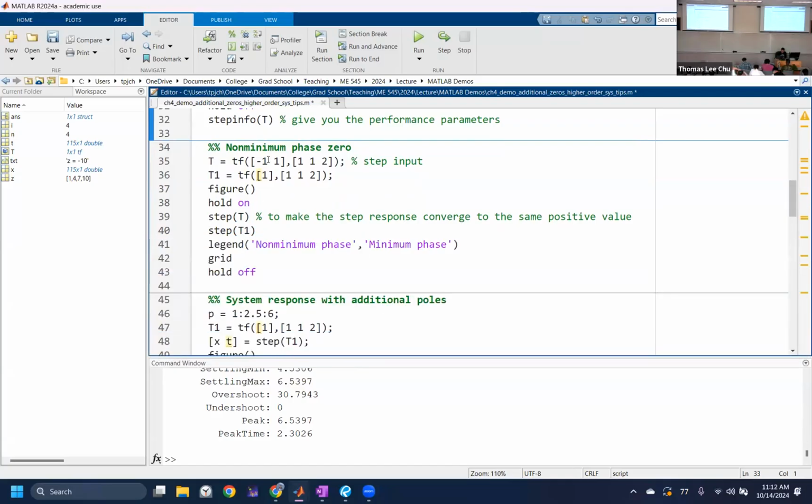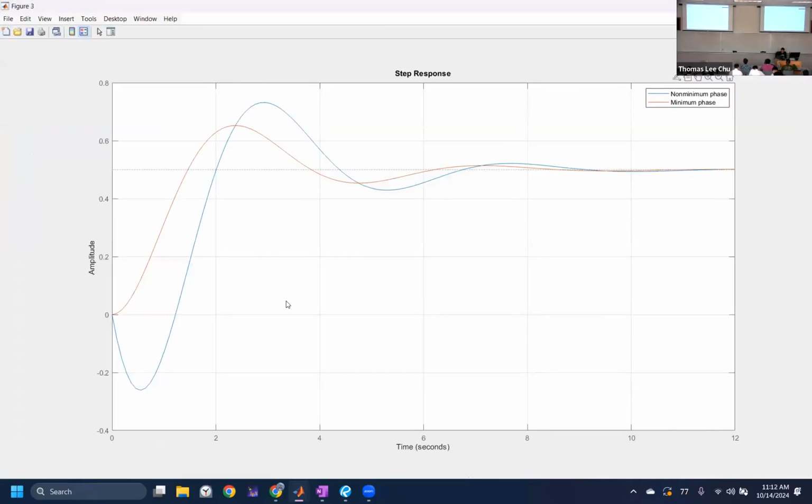Now, instead, let's say we have a non-minimum phase zero. Here we have a zero at +1, and this is the system with no zero. The red line is the minimum phase system. The blue line is the non-minimum phase system with a zero at +1. You can see this negative response before converging. You can see the same poles, but now the transient response has been affected. Settling time is slower, peak time is slower, percent overshoot is higher. Not good, basically.